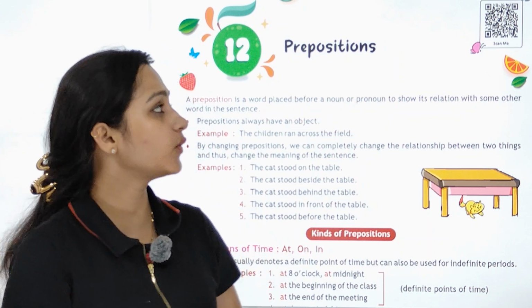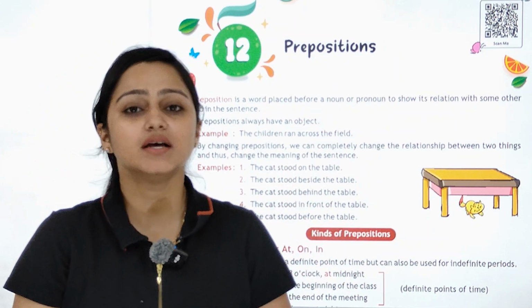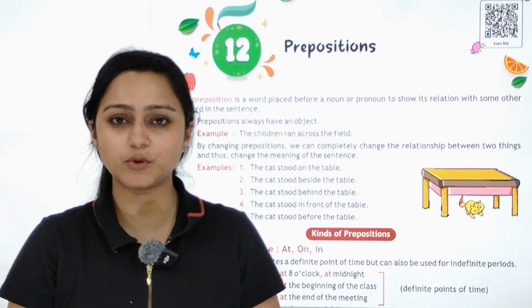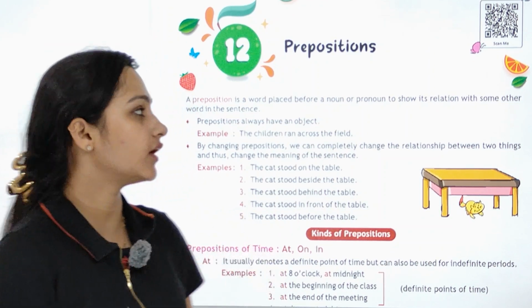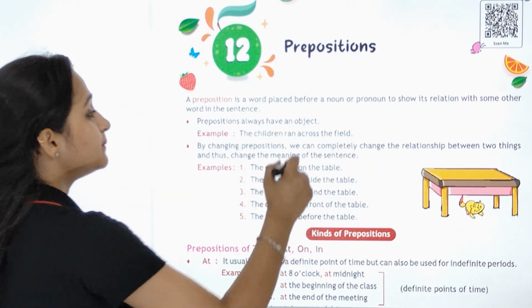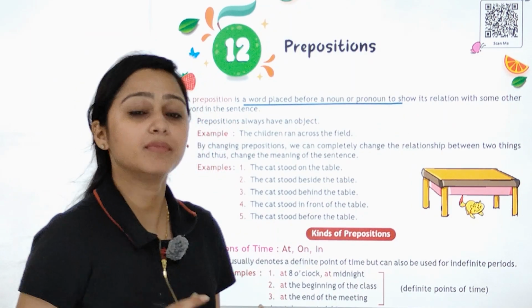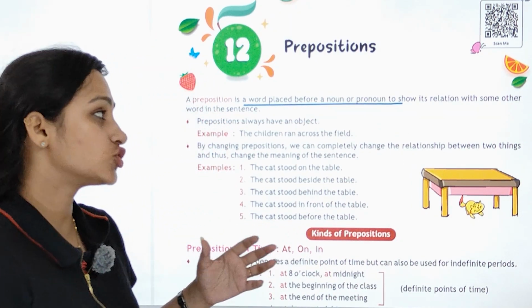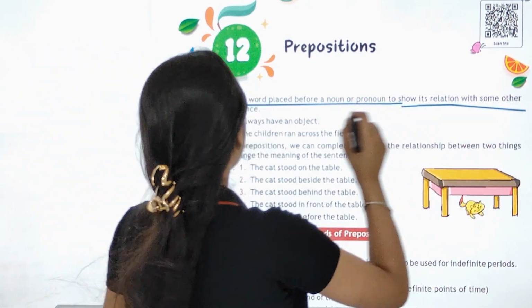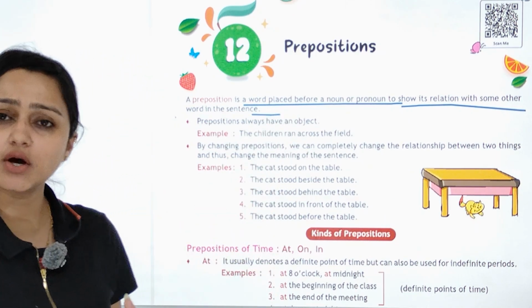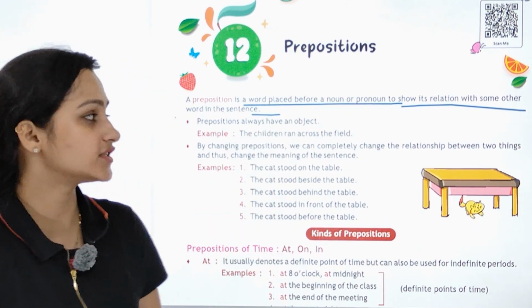So today we are going to begin with lesson number 12 of your class 8 English grammar, that is prepositions. Prepositions क्या होती है? Preposition is a word placed before a noun or pronoun. Noun और pronoun से पहले place होता है क्या show करने के लिए? Relation with some other words in a sentence. Show करते हैं relation कुछ other words से sentence में.